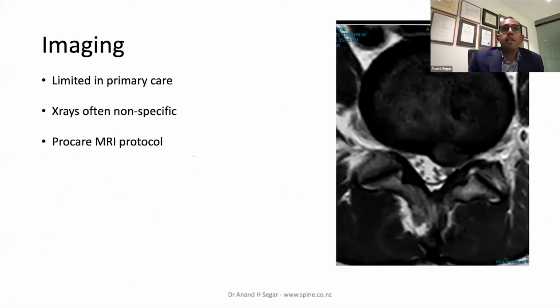The imaging modalities in primary care are often limited. The x-rays are often non-specific. They don't really give you an answer unless they have a listhesis or a slipping of the bone causing the pain. But in Auckland, I understand the GPs have an MRI protocol where they can refer some patients with clear radicular symptoms for an MRI. So when appropriate, early MRI can be useful.